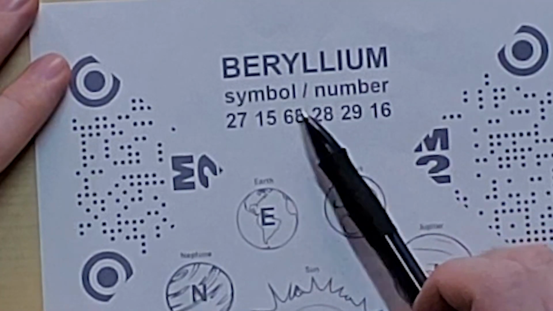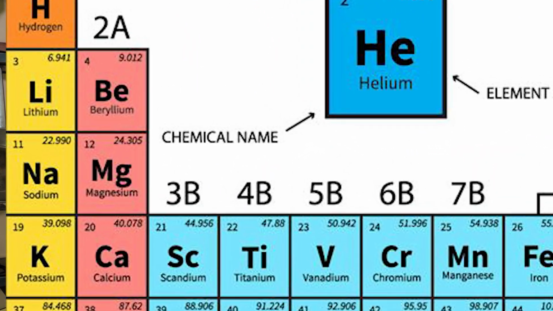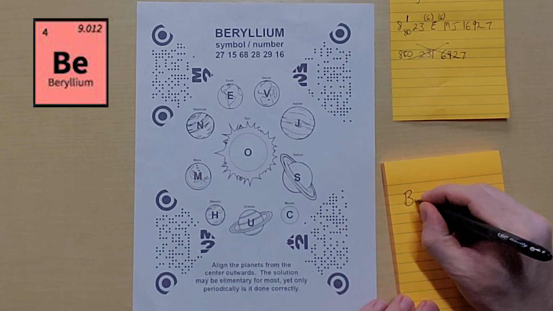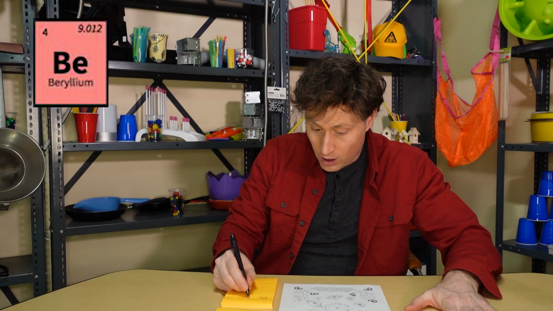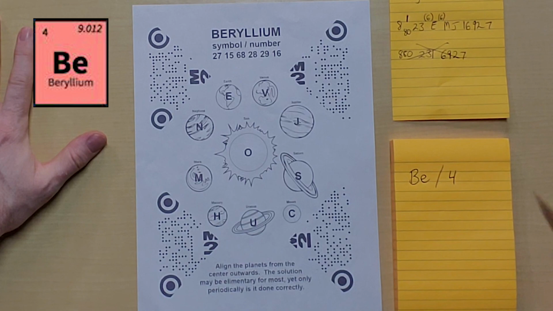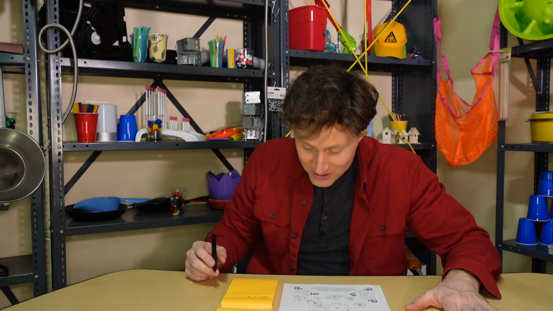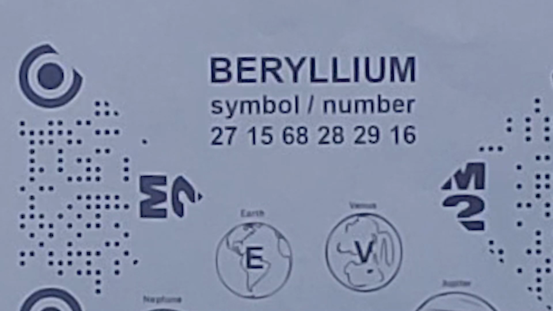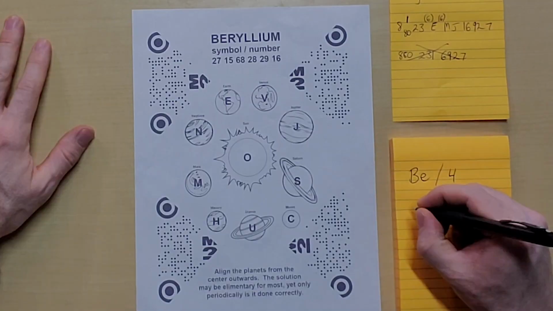This one says beryllium, and then it says symbol number. Okay, so beryllium is on the periodic table. The symbol for beryllium is Be, and the number is 4. Be 4. Hey, wait a minute, B4. That could be something, but maybe not. Who knows? So 27, 15, 68, 28, 29, 16. I suppose I could try dividing these numbers by 4. None of these numbers divide by 4 very well, though. But I could try. Okay, here comes the math.